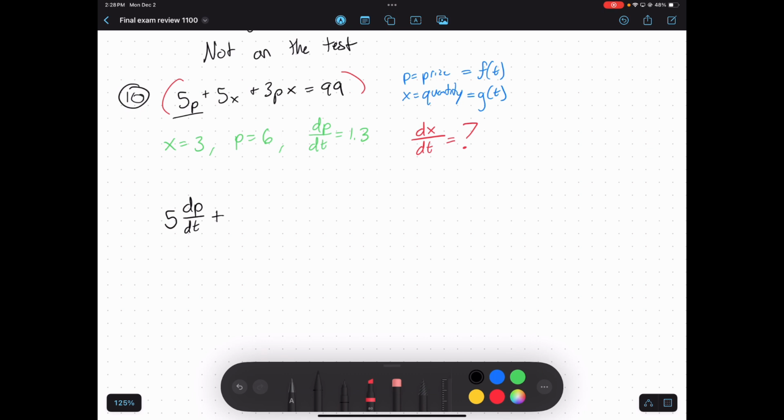Okay, what about the next term? What's the derivative of 5x? 5 normally, but what are we assuming about x? We're assuming that x is a function of time, and we're taking the derivative in terms of time. In fact, remember, we're taking the derivative of all of this in terms of time. So what am I left with? I'm left with 5 dx over dt. Everybody okay with that?